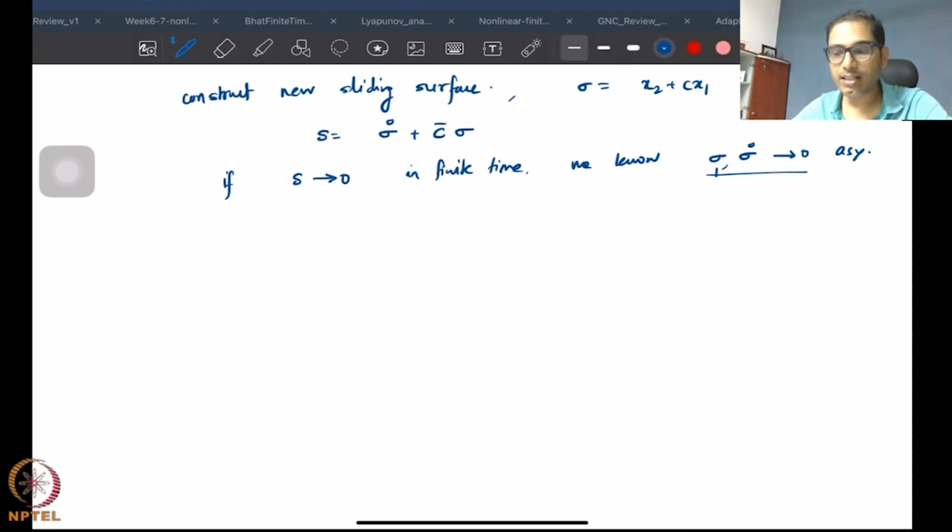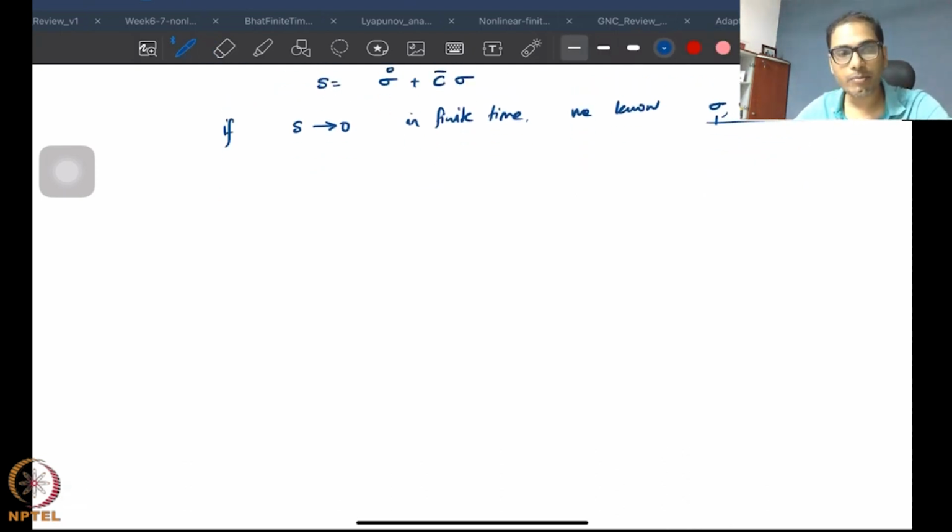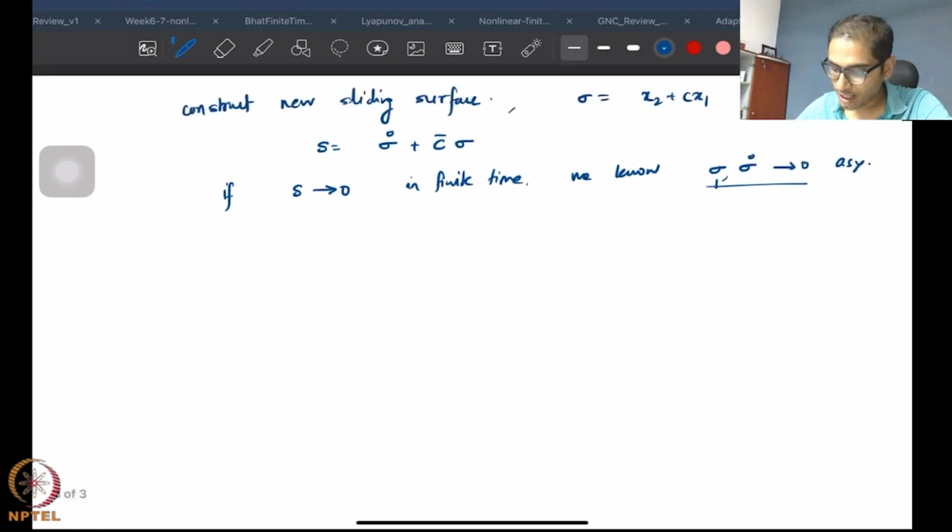So we have weakened the requirements, right? We have weakened the requirement. We are no longer requiring that sigma go to 0 in finite time. Right. Now, how does that help me? Okay, how does that help me sort of get rid of the chattering?